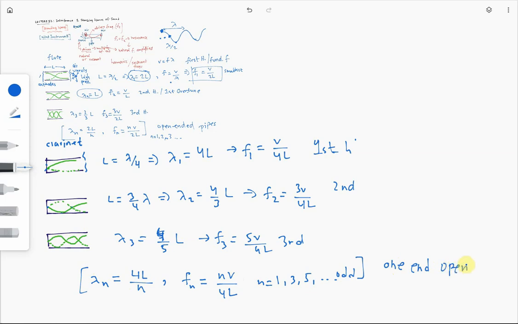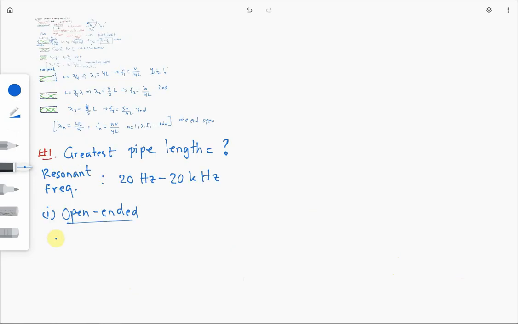Now let's test our understanding as usual by studying an example. Here we are given that the resonant frequency of a pipe instrument or a wind instrument lies in the audible range. The audible frequency range is 20 hertz to 20 kilohertz. We want to know the greatest length of that pipe, considering that the pipe is open-ended, so both ends are open. For both ends open, we have learned that lambda n is 2L over n, while the nth harmonic frequency is n times speed over 2L.